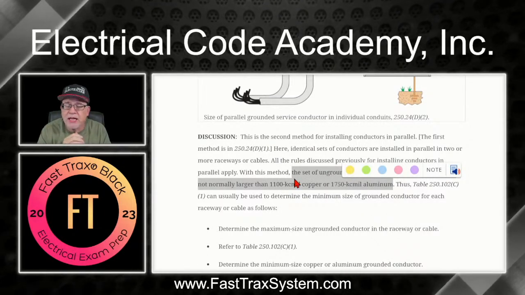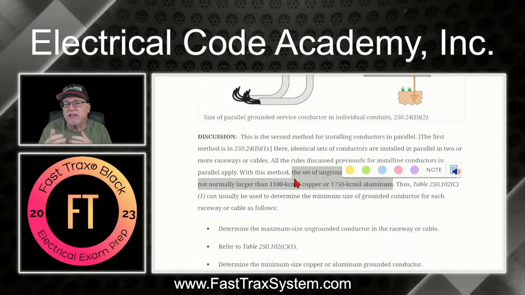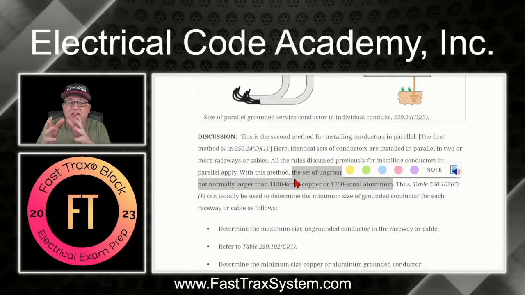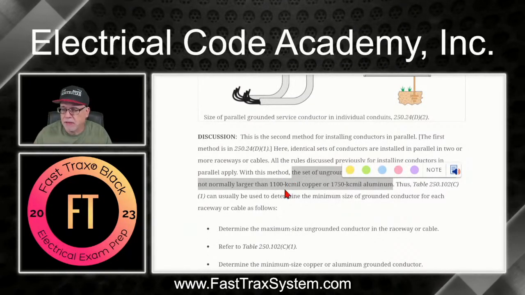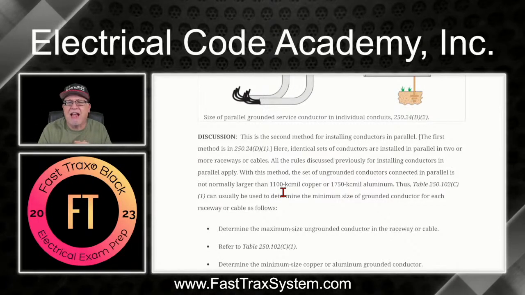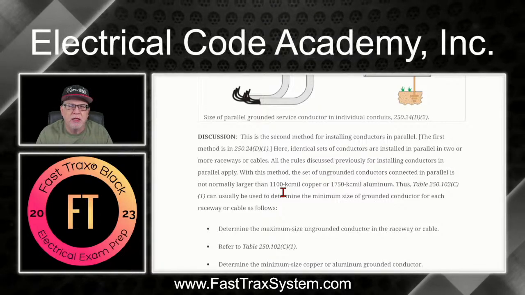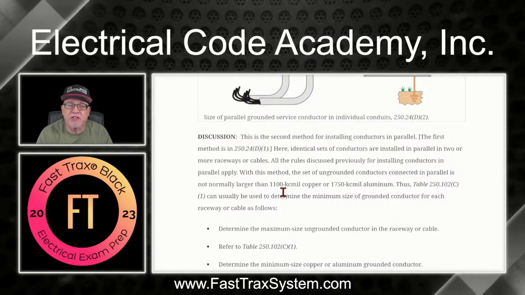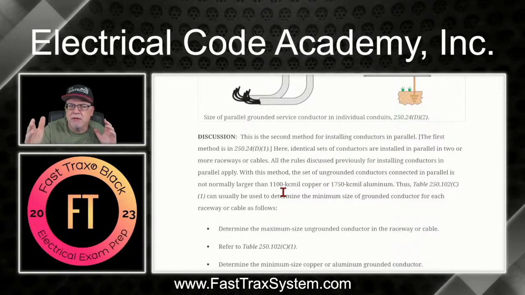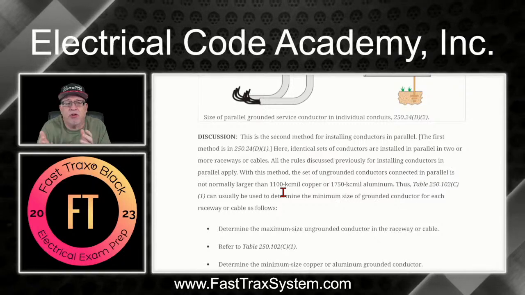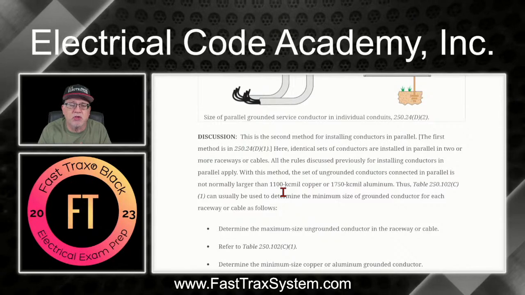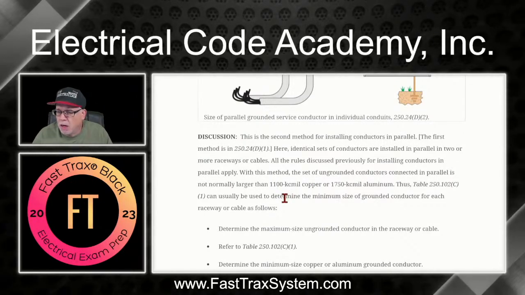Well, when it comes to parallel sets, the grounded conductor you also have to run in parallel, okay? And it has to be in each raceway. But since we have multiple raceways, the chances are you're not going to have ungrounded conductors exceeding 1100 kcmil copper or 1750 aluminum in any one of those raceways. That's the whole purpose of why we paralleled out, okay? So you're probably never going to run into that, and usually you're just going to go to Table 250.102(C)(1), okay?